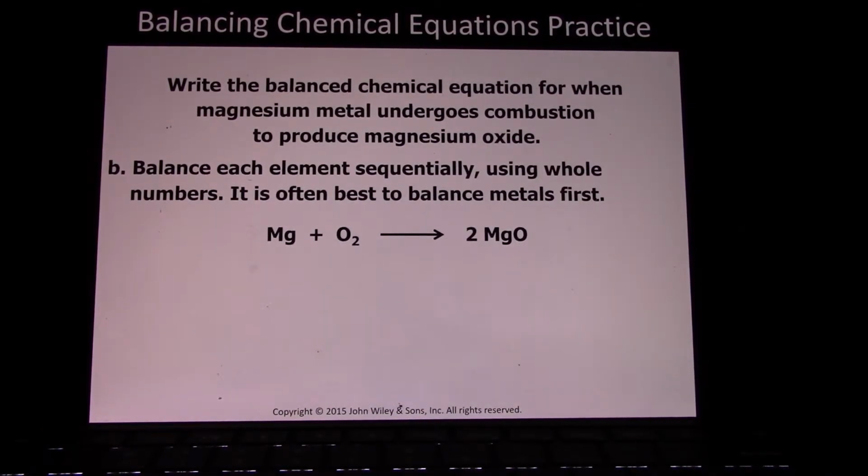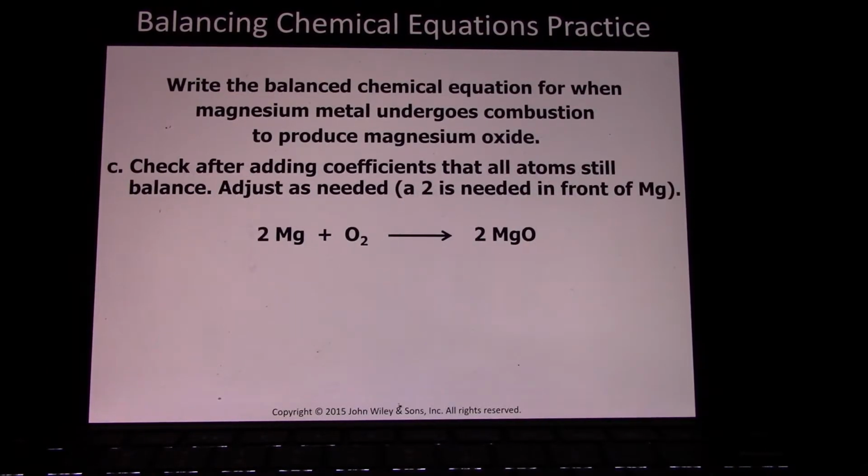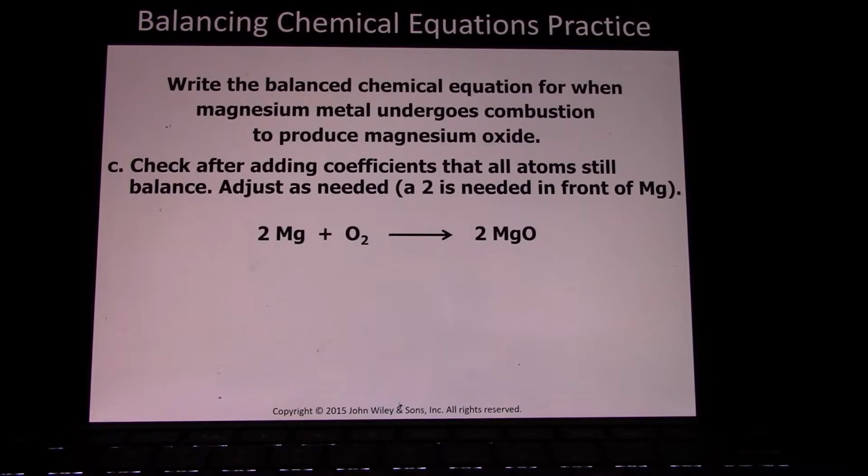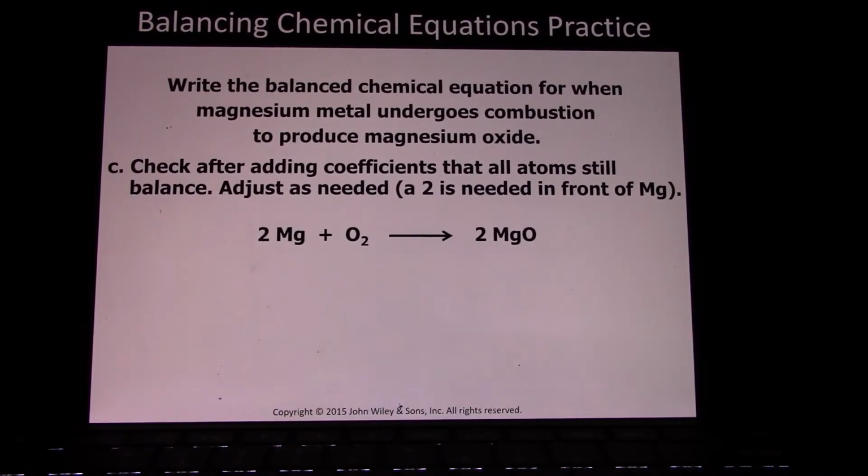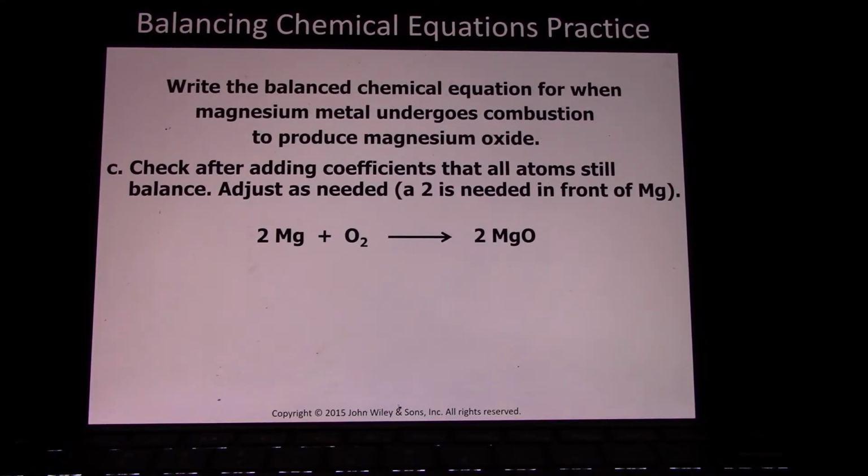Now I have 2 oxygens on each side of the arrow, but now magnesium's not balanced. I only have 1 on the left and I have 2 on the right. So I put a 2 in front of magnesium. Now I have a balanced equation. I have 2 atoms of magnesium on both sides of the arrow. I have 2 atoms of oxygen on both sides of the arrow.